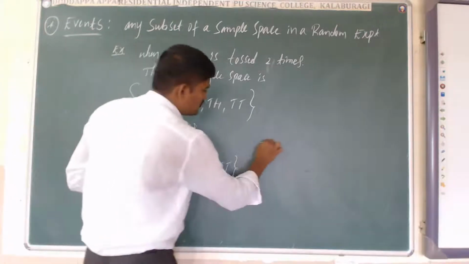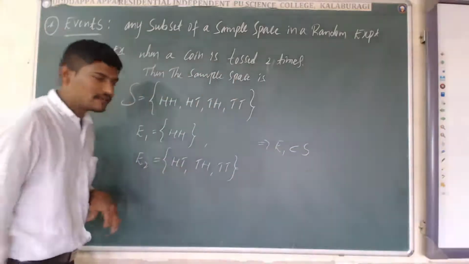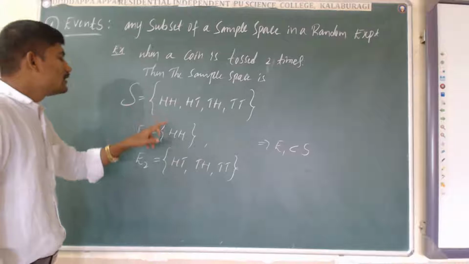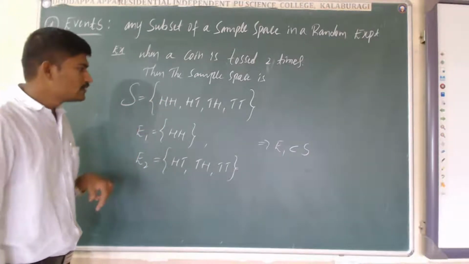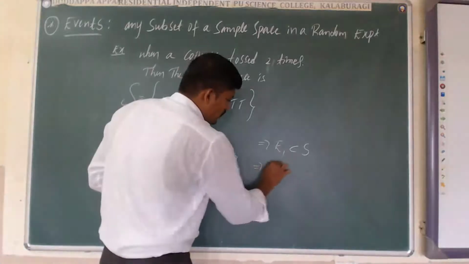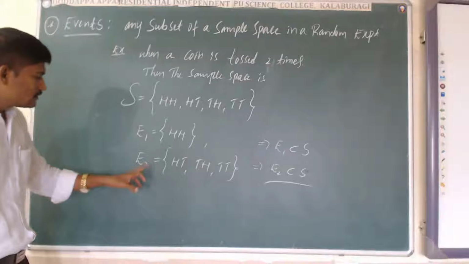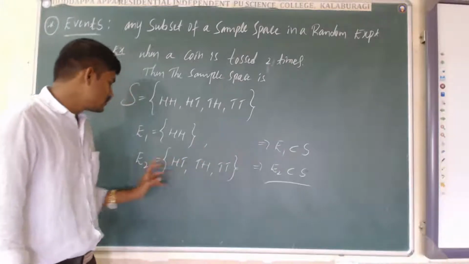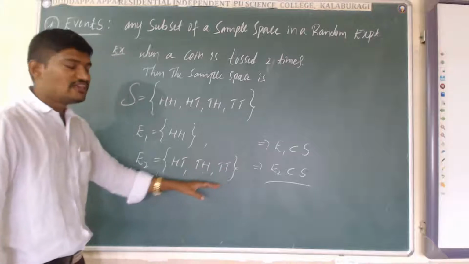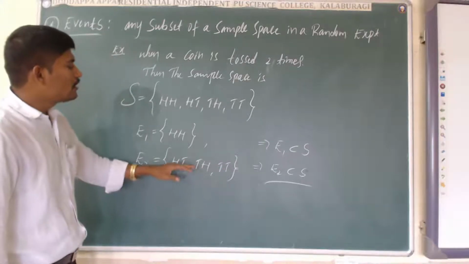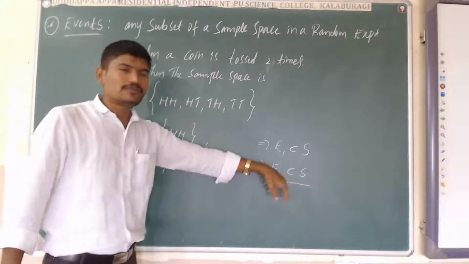See, can we say E1 is a subset of S? Exactly correct, because this HH is an element also present in the given sample space. Next, can we say E2 is a subset of S? 100%. E2 contains HT, TH, TT. These three elements all are present in the given sample space. So that's why E2 is also a subset of S.